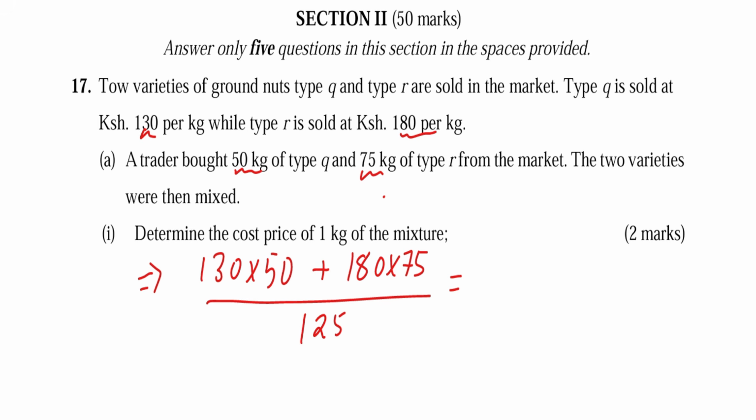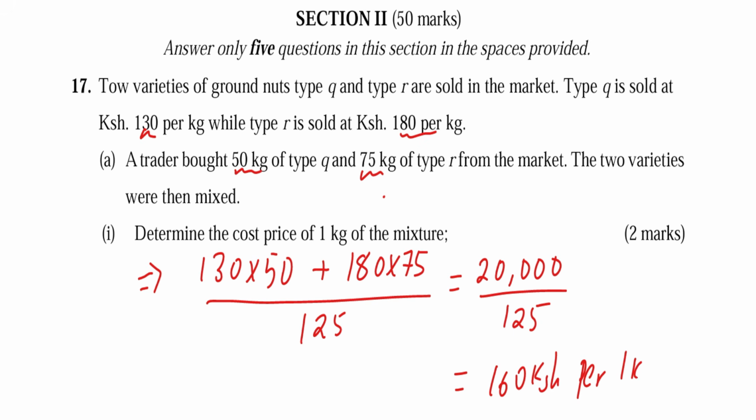So 130 times 50 plus 180 times 75 gives you 20,000. So this is 20,000 divided by 125. It gives you 160 shillings per kg. So this is the price for 1 kg of the mixture.